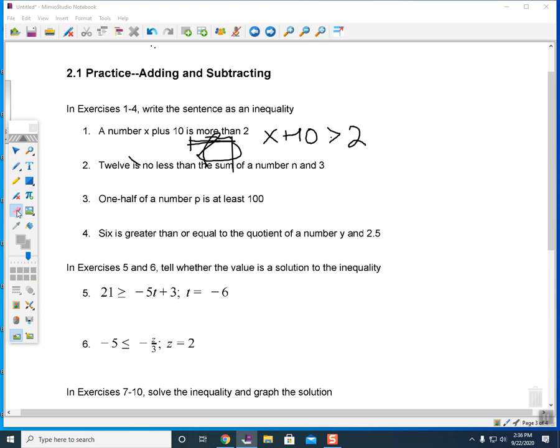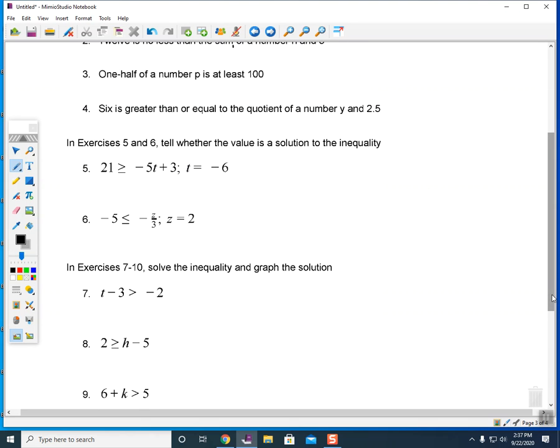So you're going to go through and create an inequality for each of these. You don't have to solve them. I'm just asking you to write them. Numbers 5 and 6, you are just plugging in this value to see whether or not it is a solution to the inequality. So for number 5, I've got t equals negative 6. So I'm taking my t equals negative 6, plugging it into my equation, and seeing whether or not it's true. So this is either going to be a yes or no answer. So decide if it is or it is not.